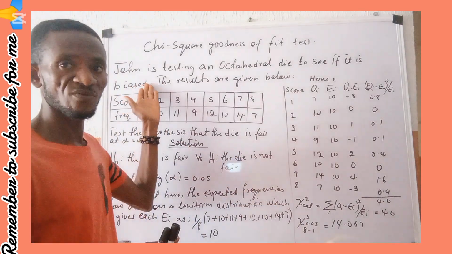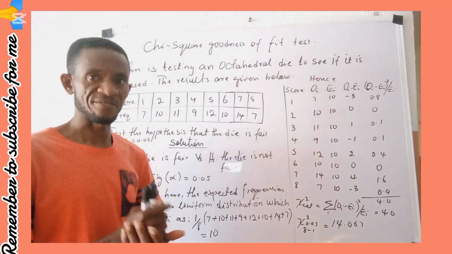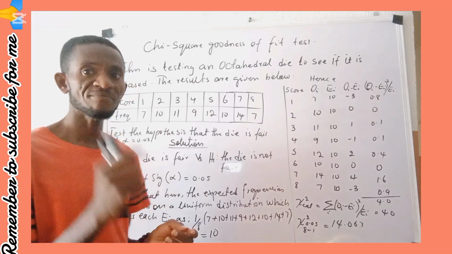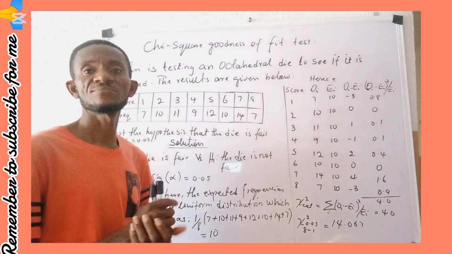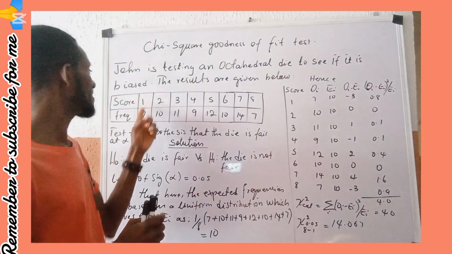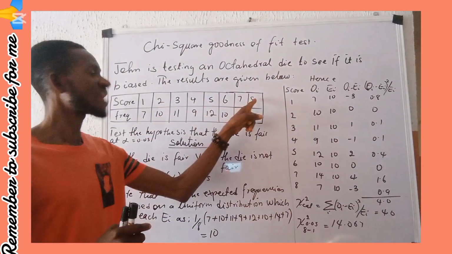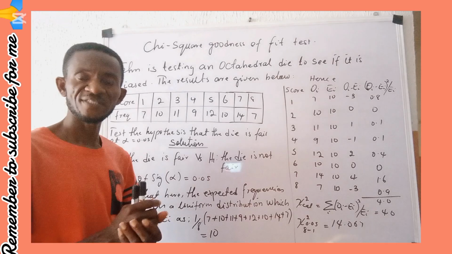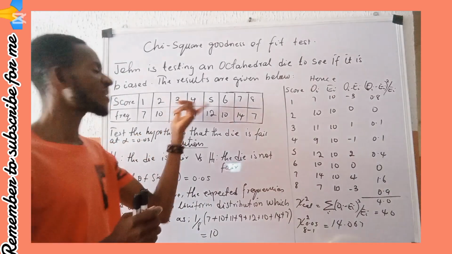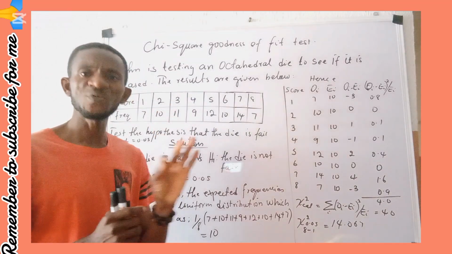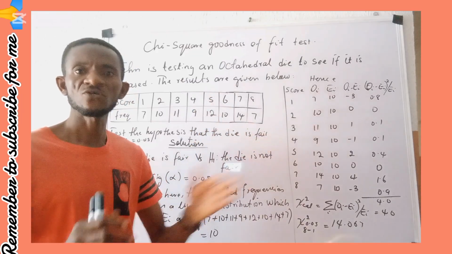What did John do? John decided to flip this die 80 times and recorded each time that the first face down to the eighth face came up. The first face came up 7 times, the second one 10 times, down to the last one that came up 7 times. So the concern is, using this record of John, how do we determine that the octahedral die is either biased or not?